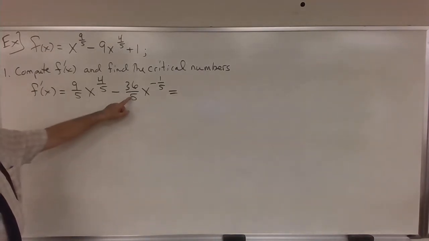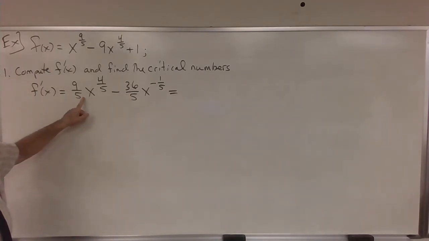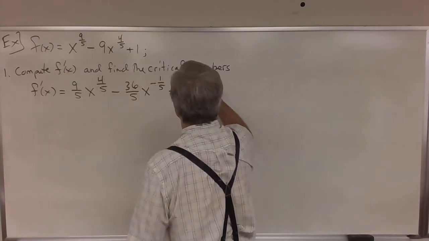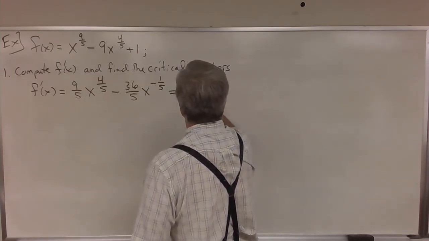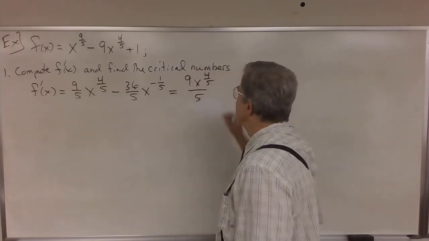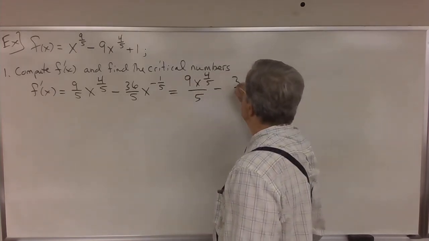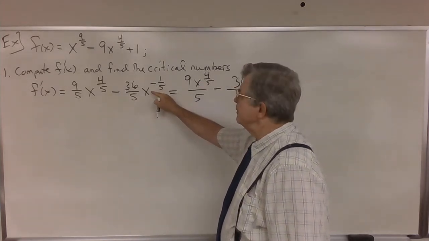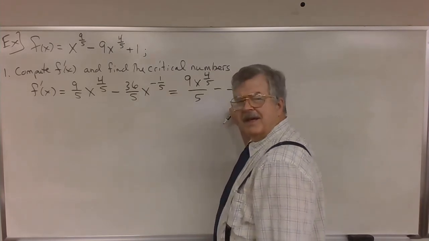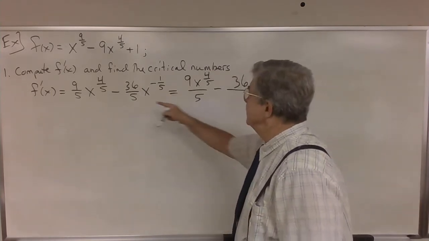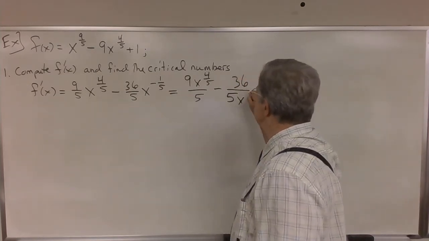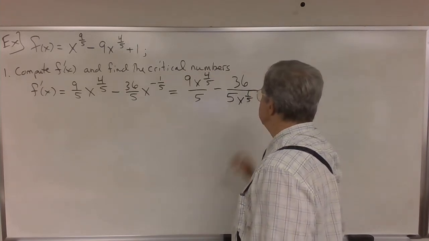So let's see, I have a denominator here, I have a denominator here, so I think what I'll do is put 5 in the denominator. I'll have 9x to the 4/5 over 5 minus 36. And this is a negative exponent, which means I can put x to the 1/5 in the denominator, and the exponent will be positive. So I have 5, and I have x to the 1/5 in the denominator.